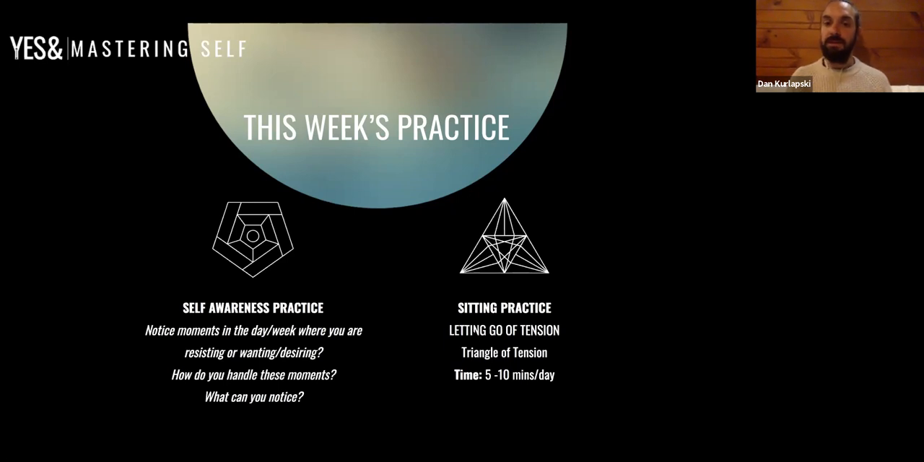So the sitting practice for this week, triangle of tension, 5 to 10 minutes a day, letting go of tension. Your SAP practice, self-awareness practice for this week, is noticing moments in the day or week where you are resisting or wanting. Resisting or wanting. So fearful of or desiring. How do you handle these moments? What do you use to cope? What can you notice in regards to what you use to cope? What can you notice in how your body is trying to cope?